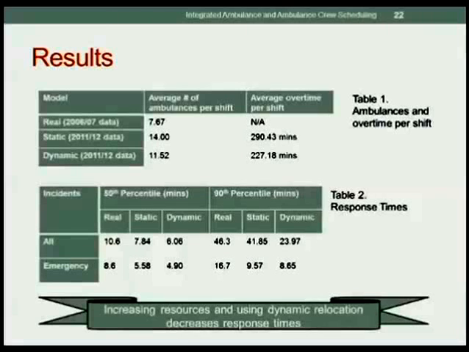Another thing to note is that the dynamic model outperforms the static model on all of the measures. It reduces the number of ambulances that we need. It reduces the amount of overtime, and it reduces the response time. So this shows that it is important to have a model that allows relocations.